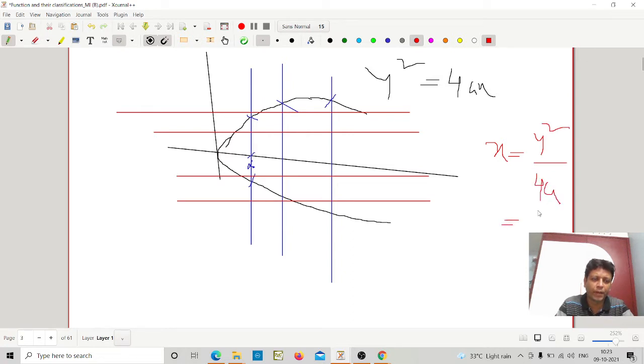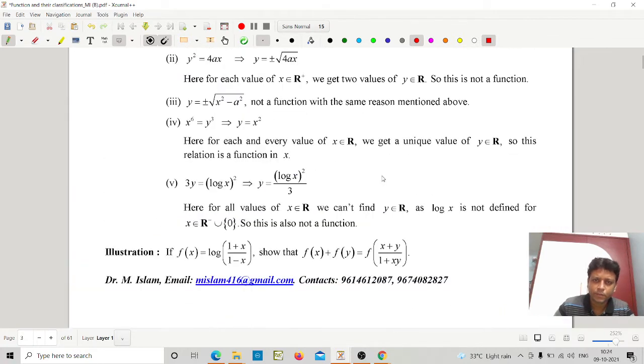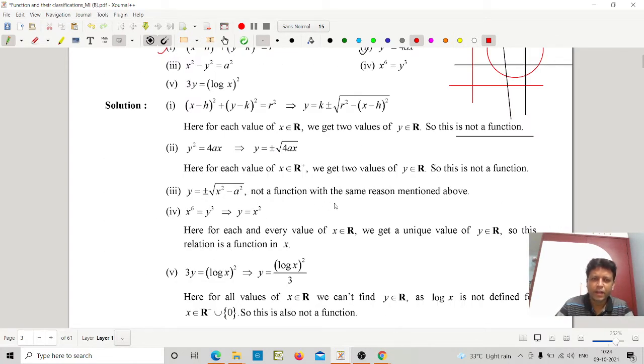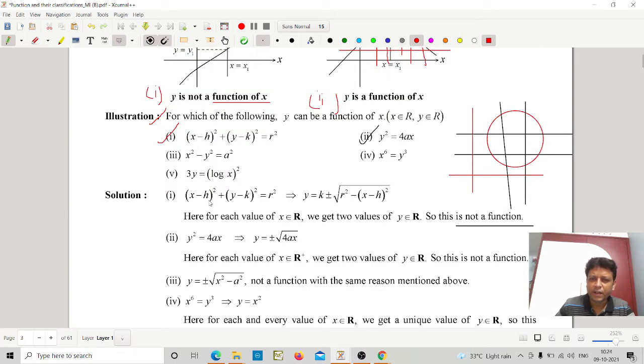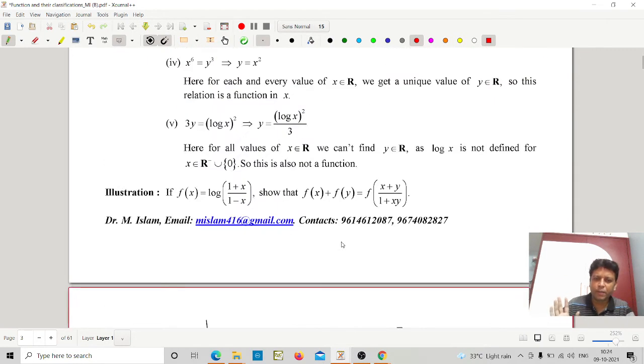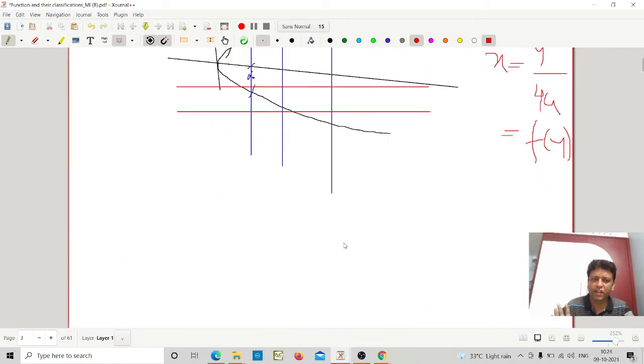Am I clear, everybody? Have you understood? Yes, sir. Okay. There are a lot of things you can check. So this is the main concept of function. Tell me, is the main concept of function clear to everybody?